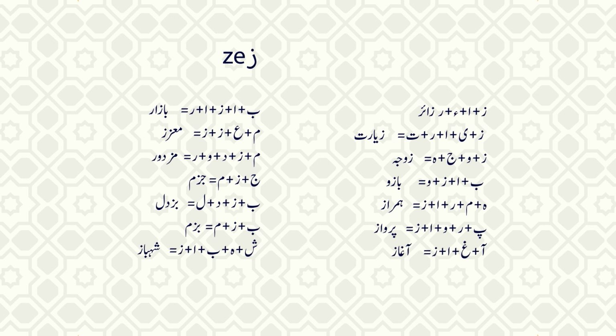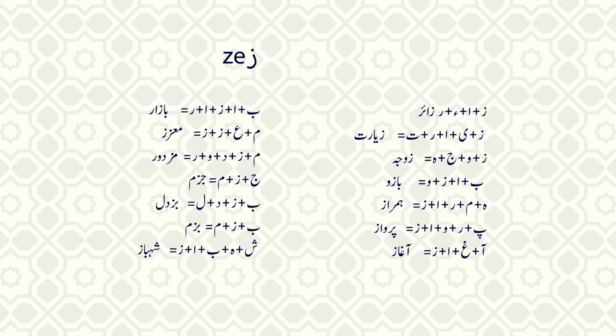Zay, we have the examples of zay here. Zay plus alif plus hamza plus ra, zair. You can see here ray in its full form, but it is connected with hamza. Zair. Ziyarat: ye is in short form, and by this process it is made a connector. Zawja, zawja.